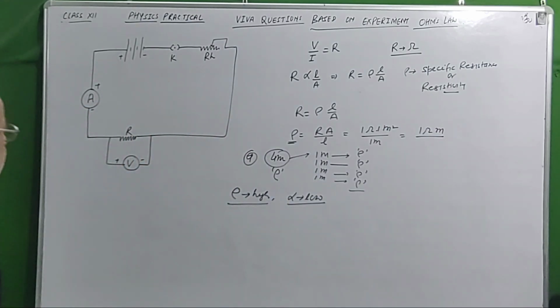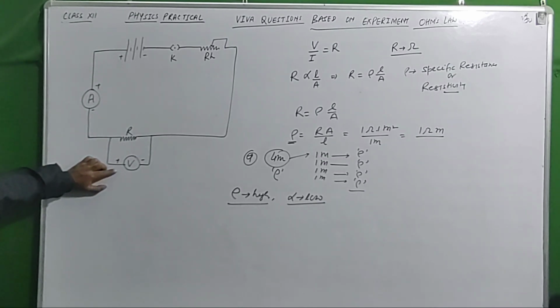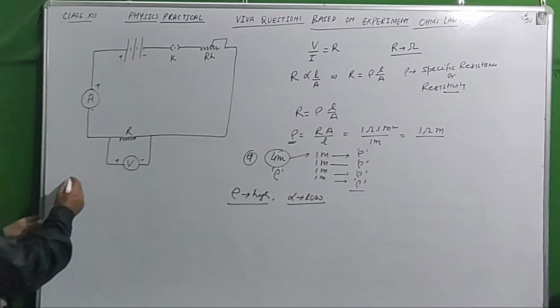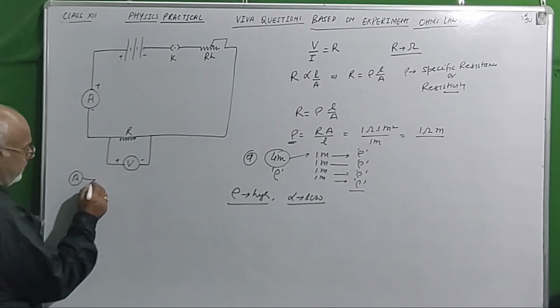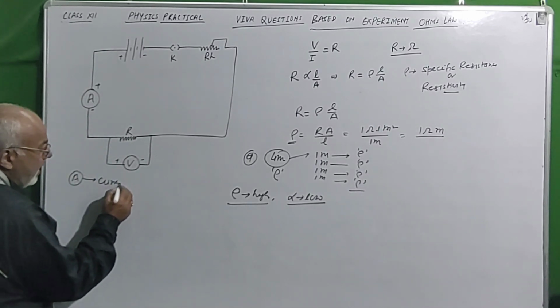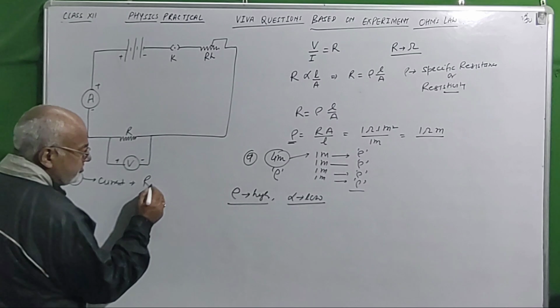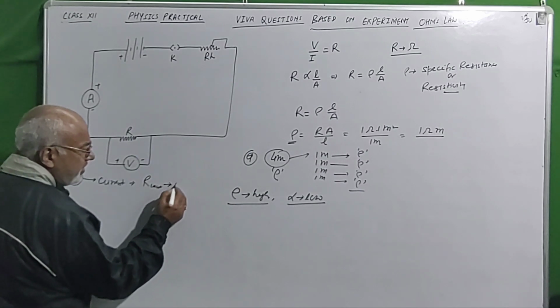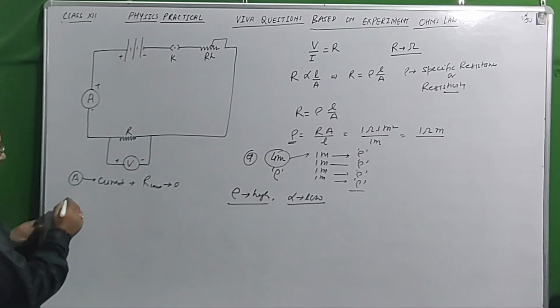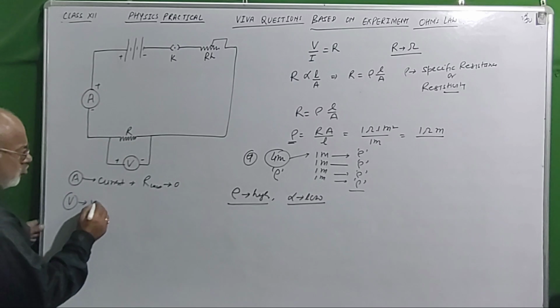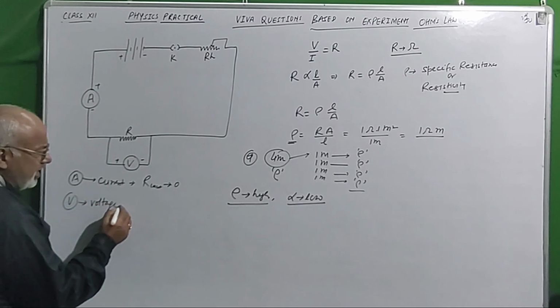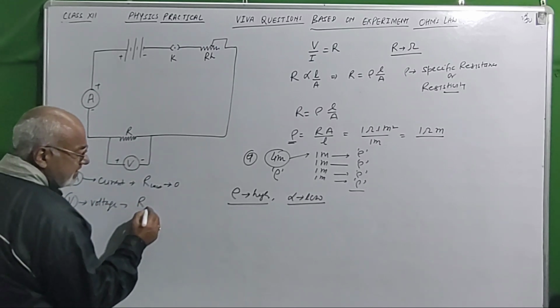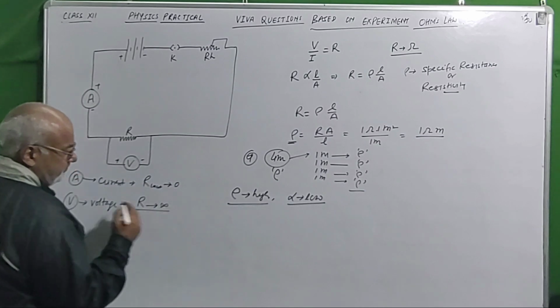Right. Up in the circuit, why is the ammeter connected in series and why is the voltmeter connected in parallel? The ammeter is used to measure current, right? And its resistance is least, tends to 0, ideal resistance. The voltmeter is used to measure voltage and its resistance is highest, infinity.